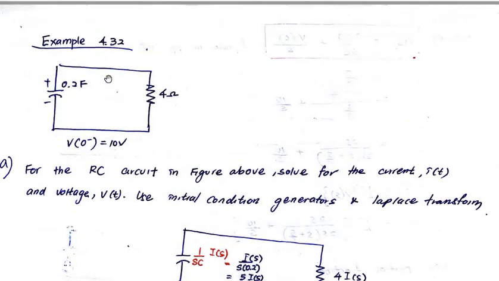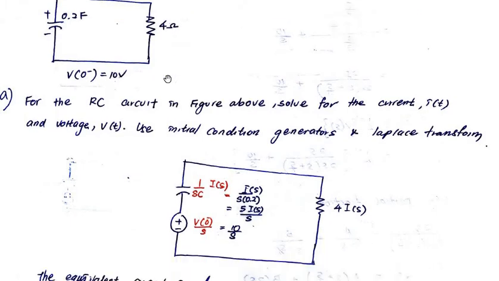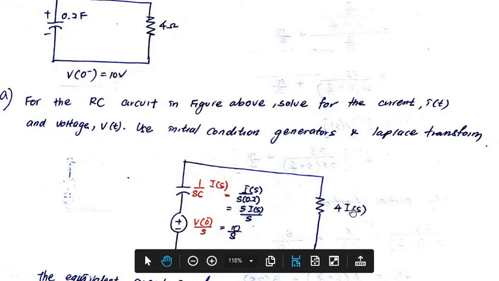In order to solve this, you can transform these to the frequency domain. For example, the 4 ohm resistor you can change to 4I(s).